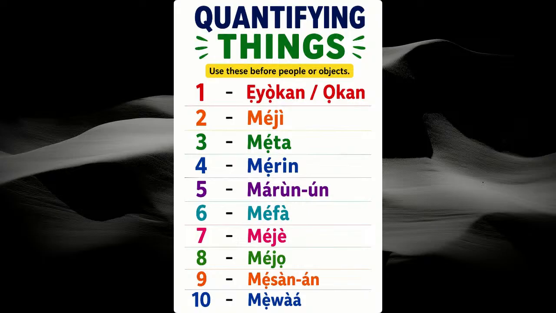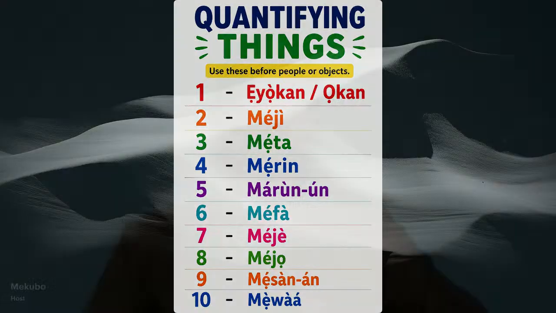3 will be mẹ́ta, 4 will be mẹ́rin, 5 will be márùn-ún, 6 mẹ́fà, 7 méje, 8 mẹ́jọ, 9 mẹ́sàn-án, 10 mẹ́wàá. This is how we use number. Those are the 3 different ways we use number.